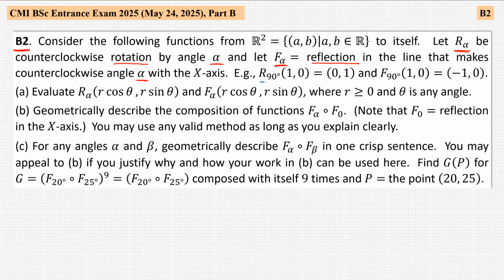For example, R 90 degrees of (1, 0) is the rotation of (1, 0) counterclockwise by angle 90 degrees, hence it gives (0, 1). And F 90 degrees of (1, 0) means that the line of reflection makes a 90 degree angle to the x-axis, hence basically reflection over the y-axis, so it gives (-1, 0). We have 3 problems A, B, and C, and let's take a look at them one by one.